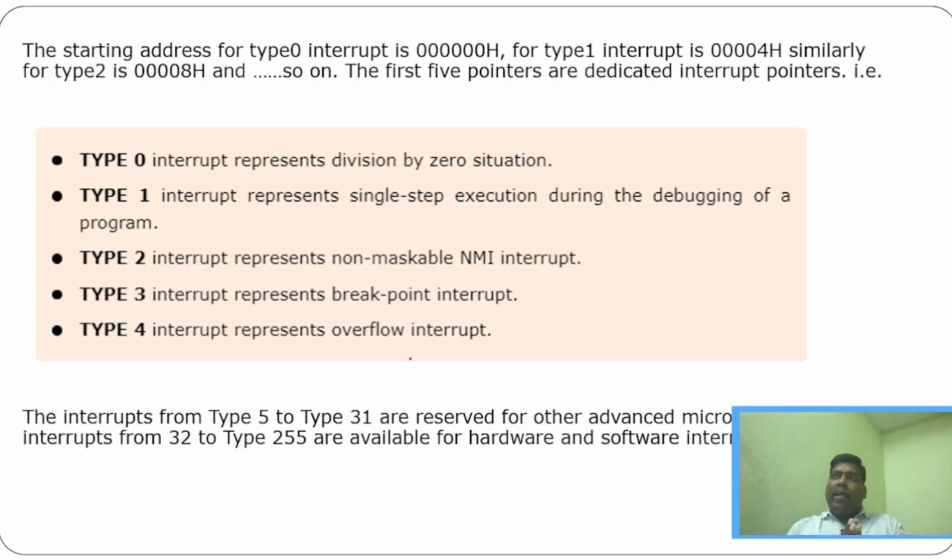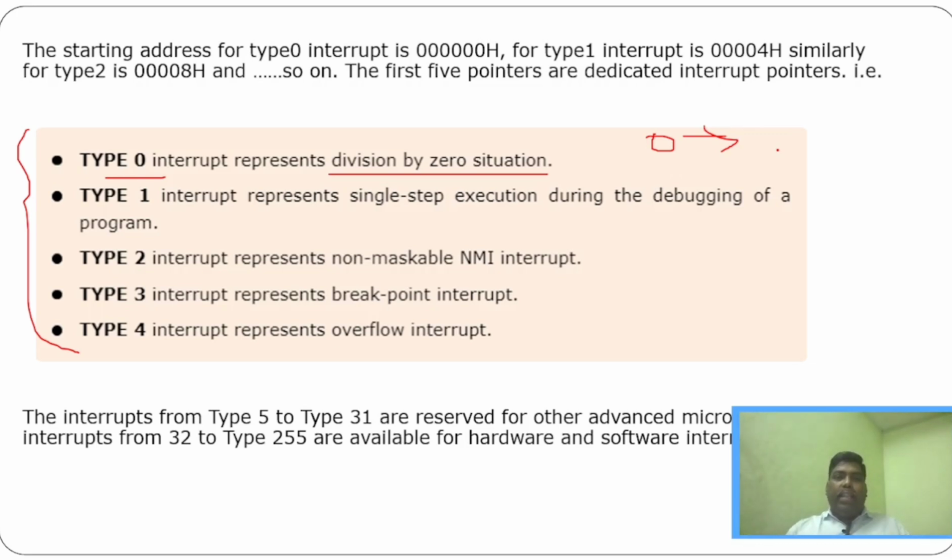And as I said, the first 0 to 4 are dedicated interrupts. We have explained all this already in a previous video, but these are the software interrupts 0 to 4, which occur whenever a particular special condition happens. For example, in division, if you divide by 0, it will create an infinite quotient. In that condition, it will not be able to save the infinite value, so it will create a type 0 interrupt.